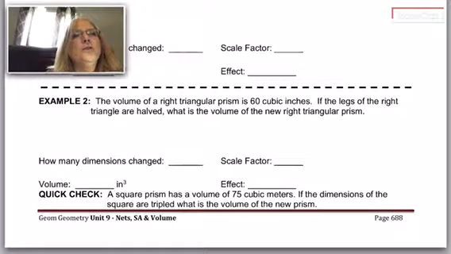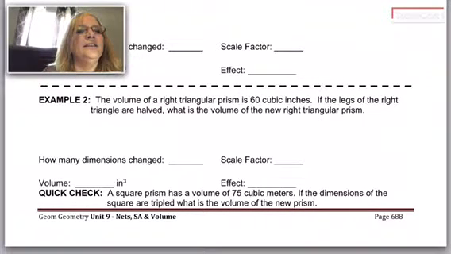This is part 2 of the video on the effects on volume of dimensional change. The volume of a right triangular prism is 60 cubic inches. If the legs of the right triangle are halved, what is the volume of the new triangular prism?